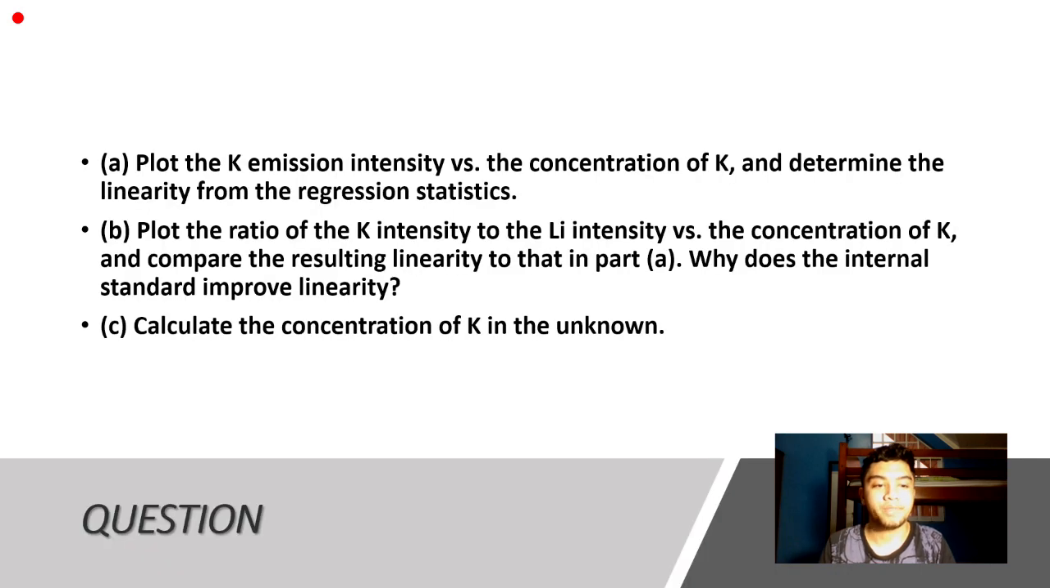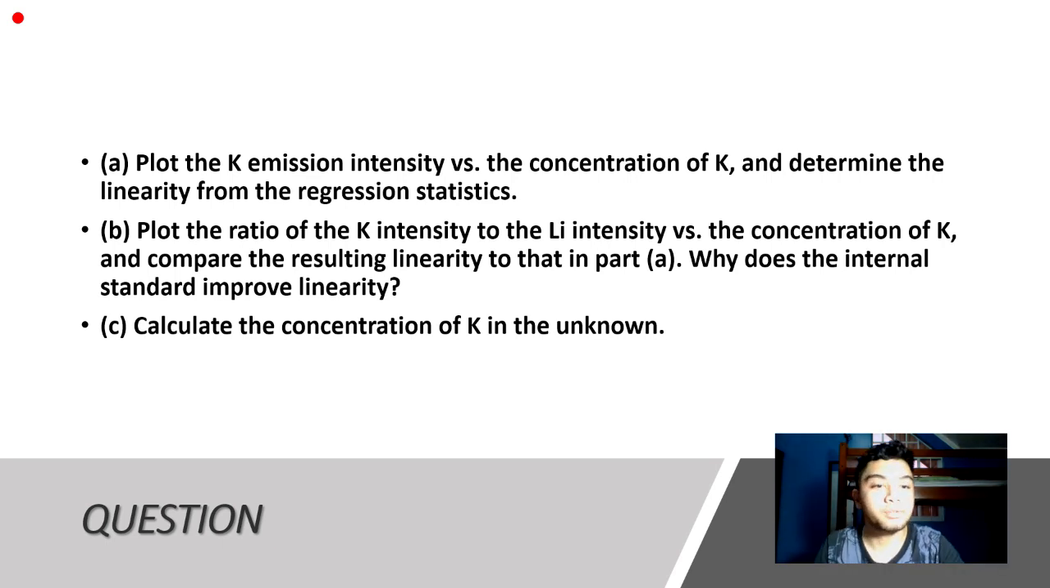For part A, plot the K emission intensity versus the concentration of potassium and determine the linearity from the regression statistics. Letter B, plot the ratio of the K intensity to the lithium intensity versus the concentration of potassium and compare the resulting linearity to that in part A. Why does the internal standard improve linearity? And for part C, calculate the concentration of potassium in the unknown. So let us move to part A.